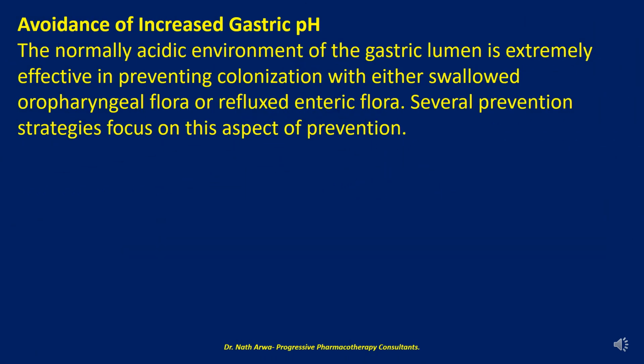We will now discuss avoidance of increased gastric pH. The normally acidic environment of the gastric lumen is extremely effective in preventing colonization with either swallowed oropharyngeal flora or refluxed enteric flora. Several prevention strategies focus on this aspect of prevention.